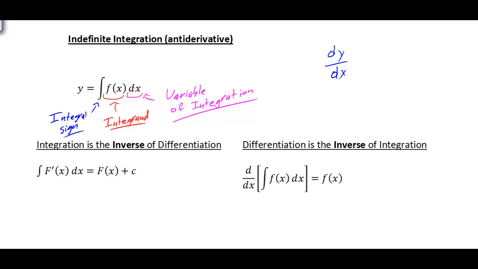Now, one thing I really want to stress is that once you integrate, this integral sign and the dx will disappear. That is the symbol or the notation that tells you that we're trying to find this integral or this antiderivative. So once you do that, the integral sign and the dx will disappear. It's kind of like when you add two numbers together, like 2 plus 3. Once you add the numbers together, the addition sign disappears.